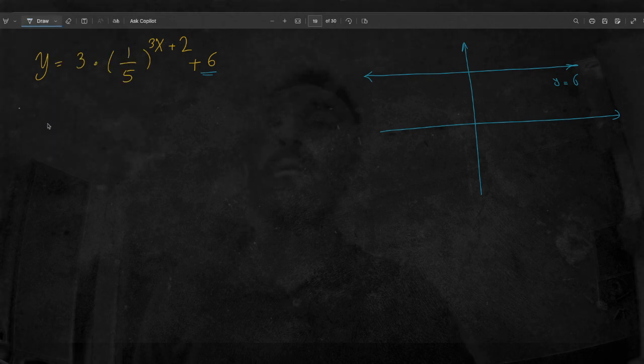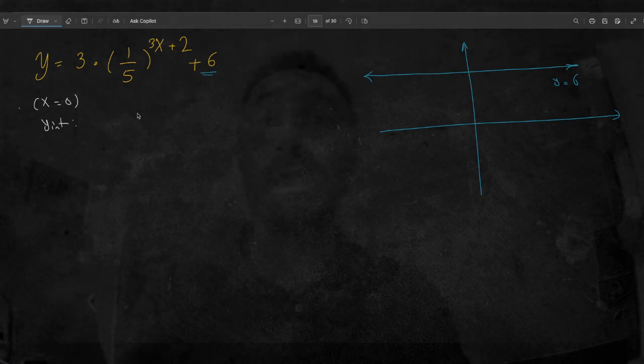Now let's go and find the y-intercept. Remember, always go and find the y-intercept. What is the reason behind that? Because you always have one y-intercept, but you might or might not have an x-intercept. So based on the value of the y-intercept, sometimes you're going to see that there is no x-intercept. Okay, make sense? Let's go and see.